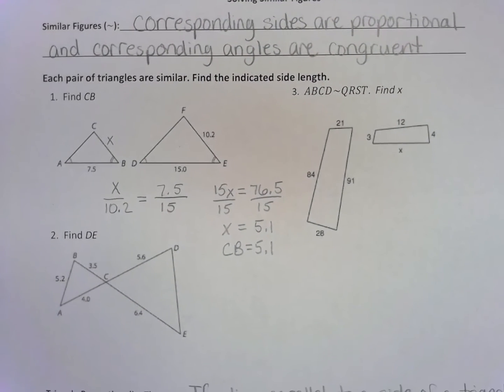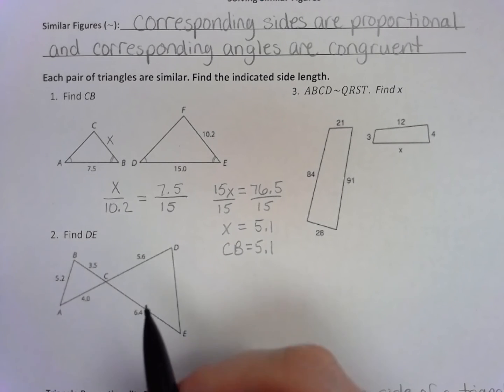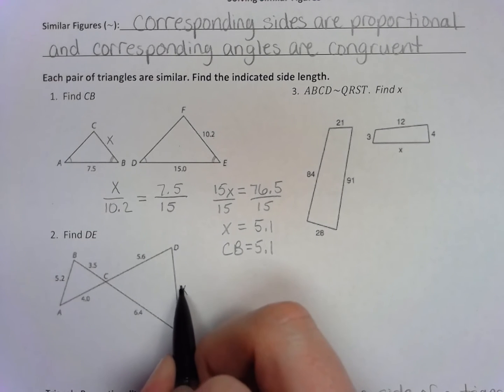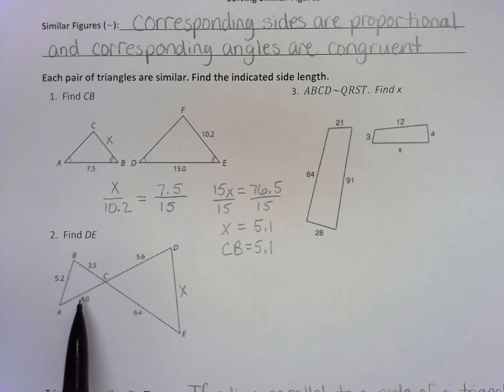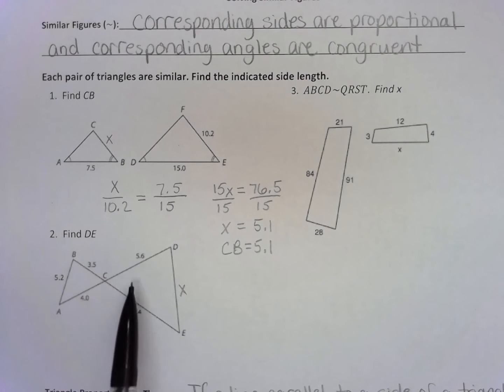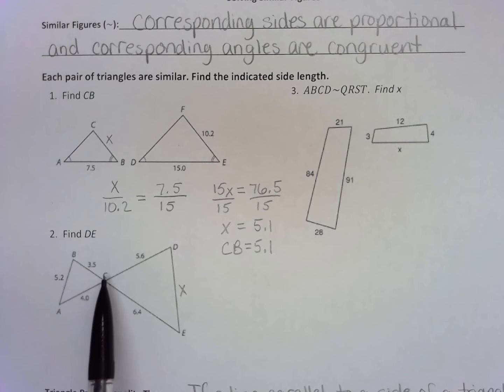Let's look at number 2. We're going to find the missing side, DE. So here's our missing side. Label it as X or whatever variable you would like to use. We can say that these triangles are similar by side, angle, side. We're given two pairs of sides with an included angle between them. So side, angle, side shows us that they are similar triangles.